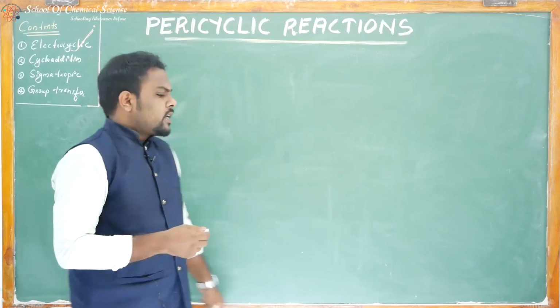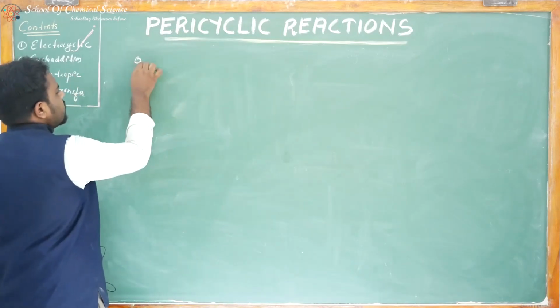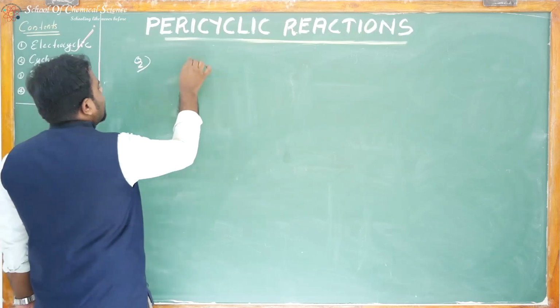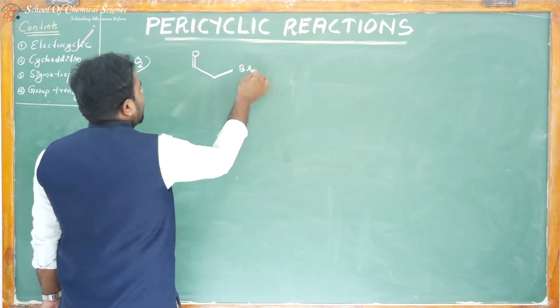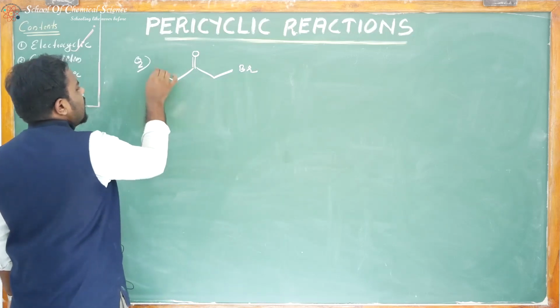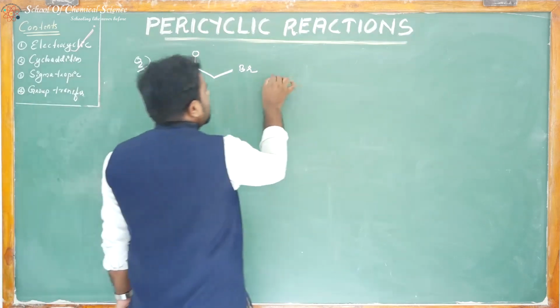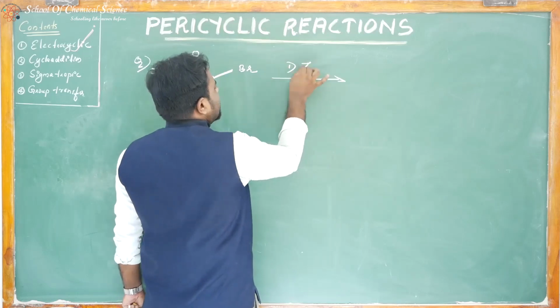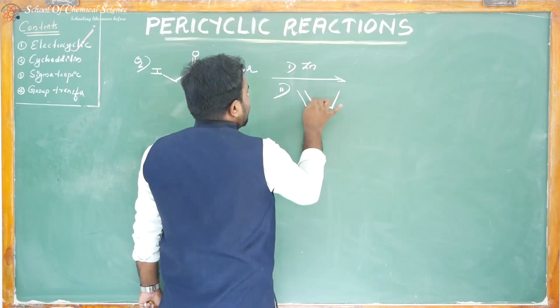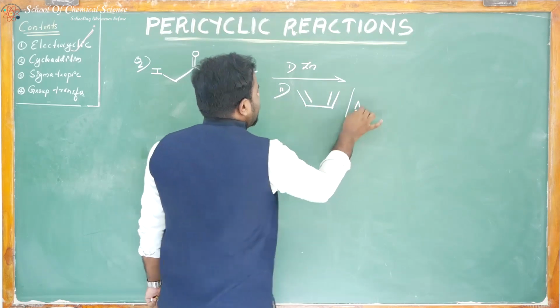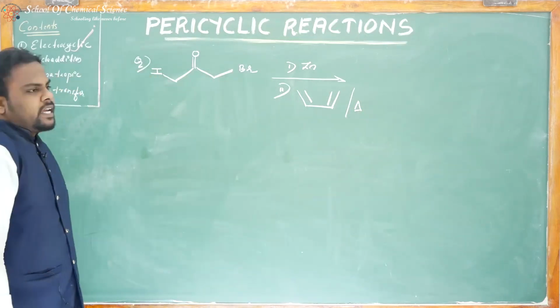Moving to the next question. A carbonyl compound, here a halogen bromine, here a halogen iodine. First step, reaction with the zinc. Second step, a diene under thermal condition. What will be the reaction?